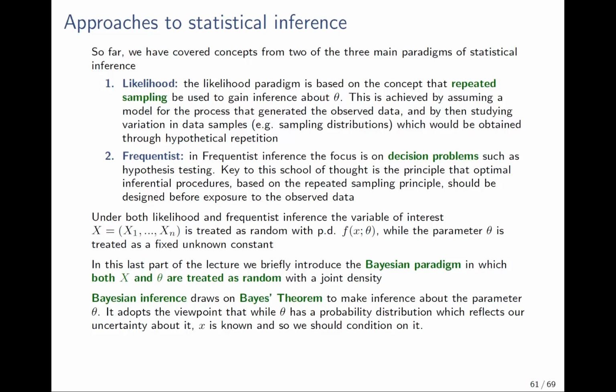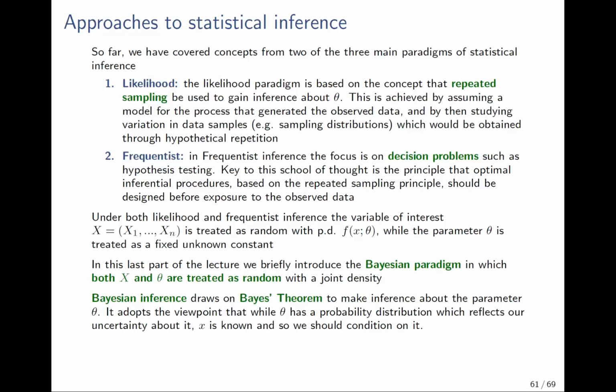Now, the likelihood paradigm is based, as you know, on the concept that we use repeated sampling to gain inference about theta. So essentially, we're going to assume a model for the process that generated the observed data, a probability distribution, and we're then going to study variation in data samples or sampling distributions that would be attained through hypothetical repetition. So we looked at the distribution of a statistic or an estimate by assuming repeated sampling of size n from the population.